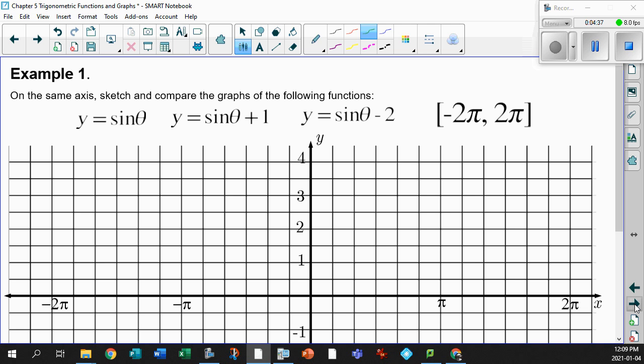So here we go. First things first, this is on the same axis: sketch and compare the graphs of the following functions. Okay, but there is an interesting thing here. There's a domain restriction that you have to realize. Remember these solid brackets. The solid bracket means to include that value. So we're going from minus 2 pi to exactly 2 pi. We're going between those two sections here.